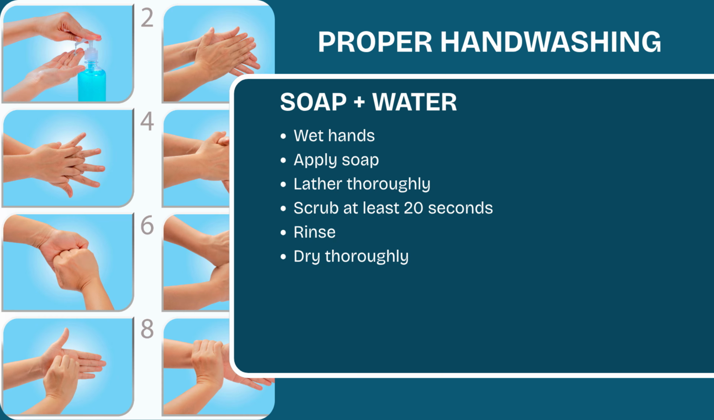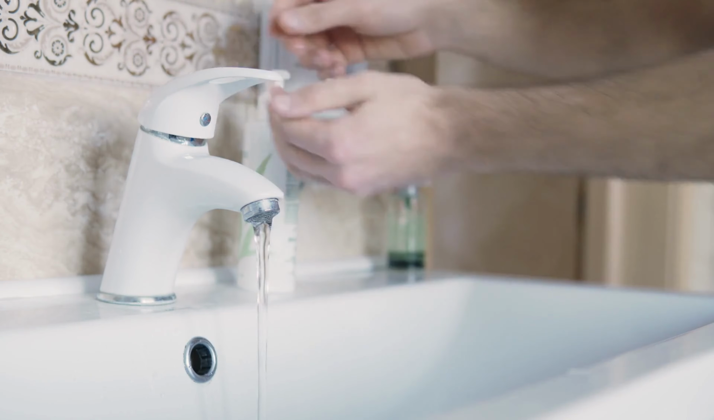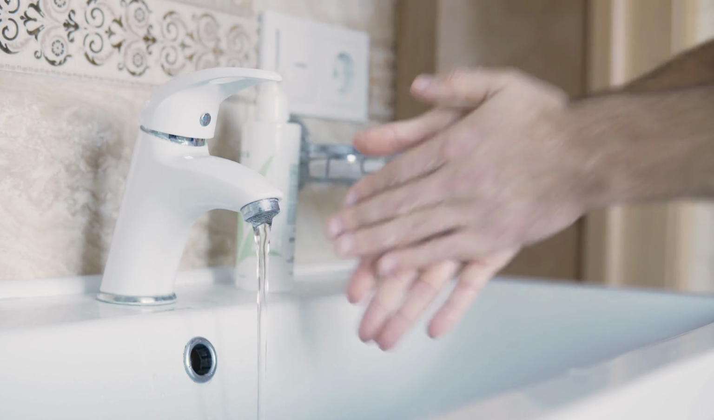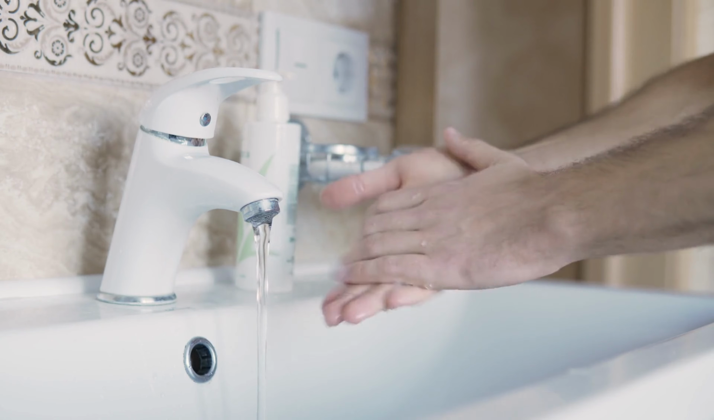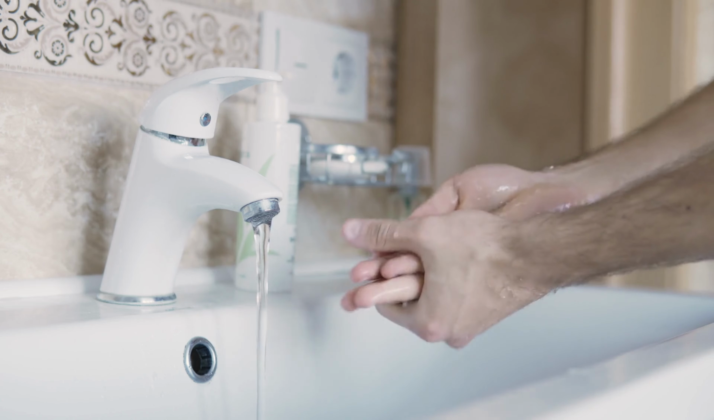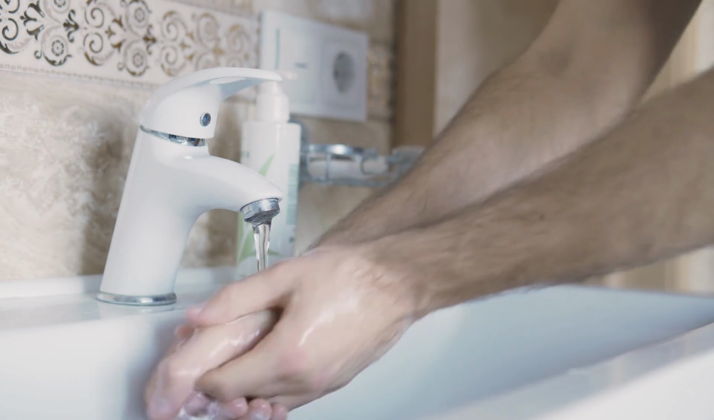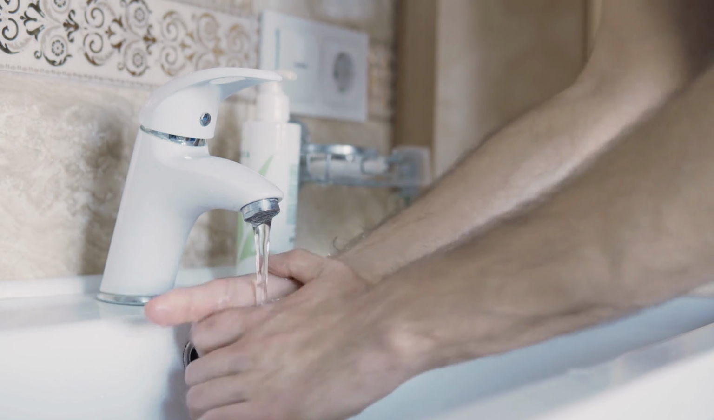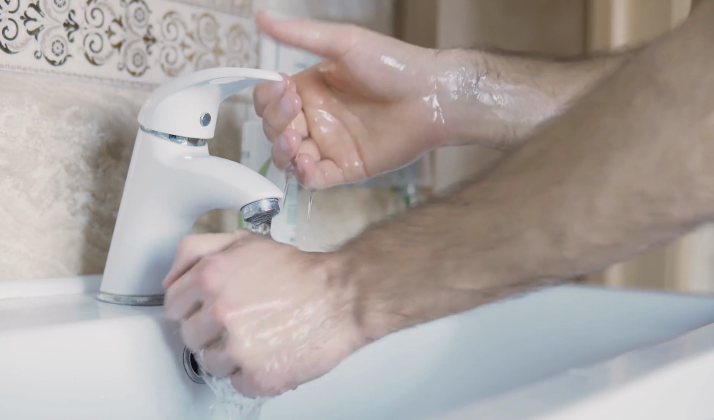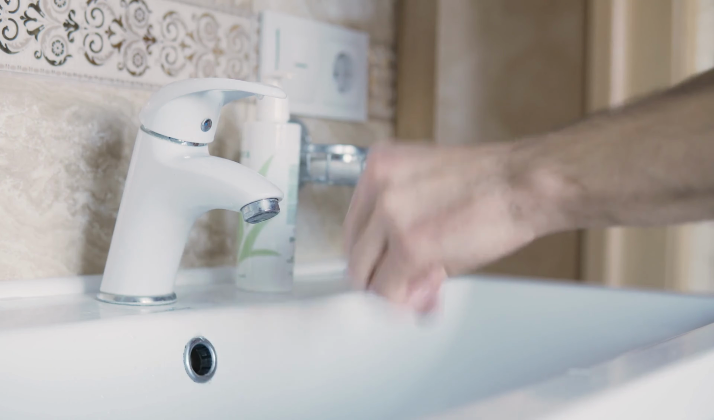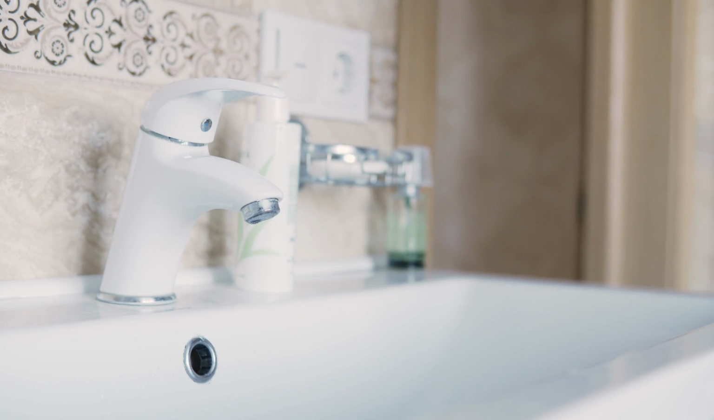When washing with soap and water, wet your hands with clean running water and apply soap. Rub all surfaces of your hands, including the backs of your hands, between your fingers, fingertips, thumbs, and underneath the nails. Scrub for at least 20 seconds, then rinse thoroughly and dry your hands. CDC recommends at least 20 seconds of hand washing.